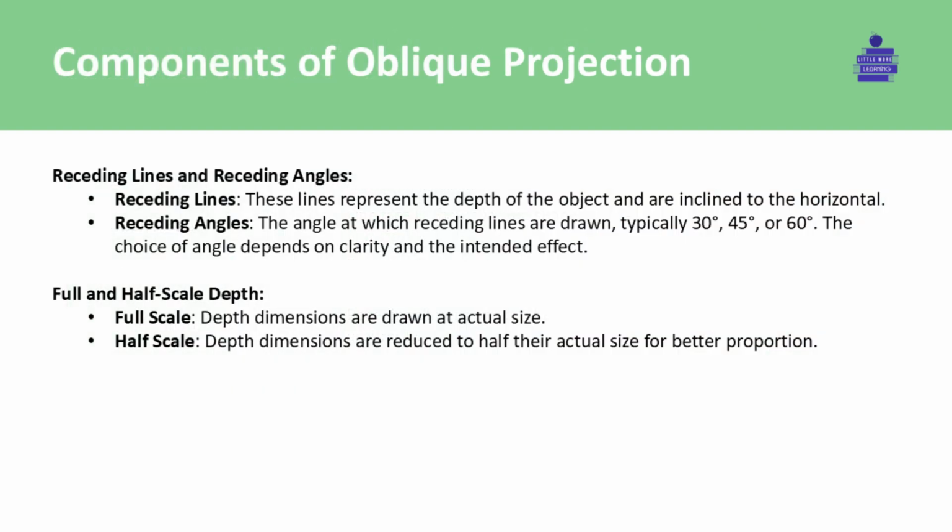Let's examine the building blocks that make oblique projection work. First, we have our receding lines. These are like the trails left behind as we pull our front face into the third dimension. The angles we choose for these lines, whether 30, 45, or 60 degrees, dramatically affect how our drawing looks. Imagine holding a cardboard box and tilting it at different angles. Each angle gives a different sense of depth.